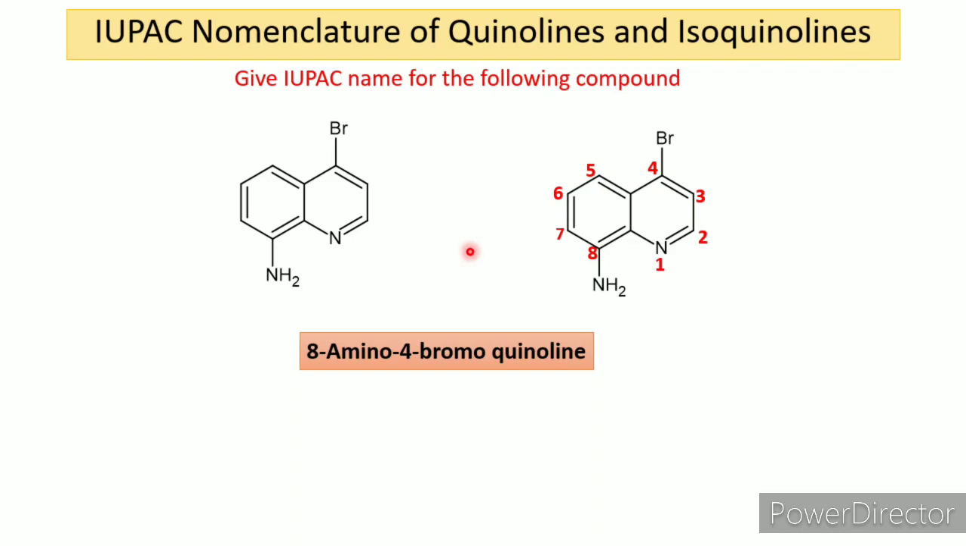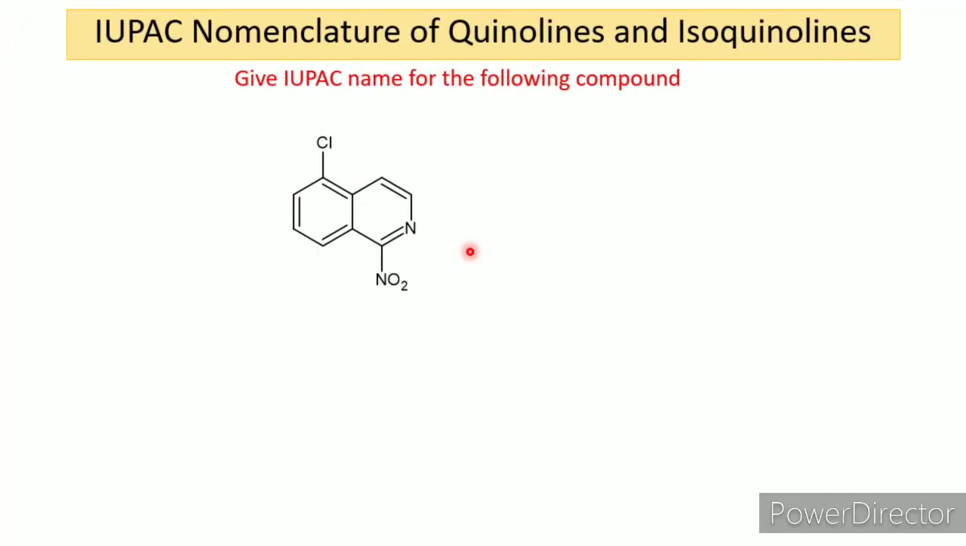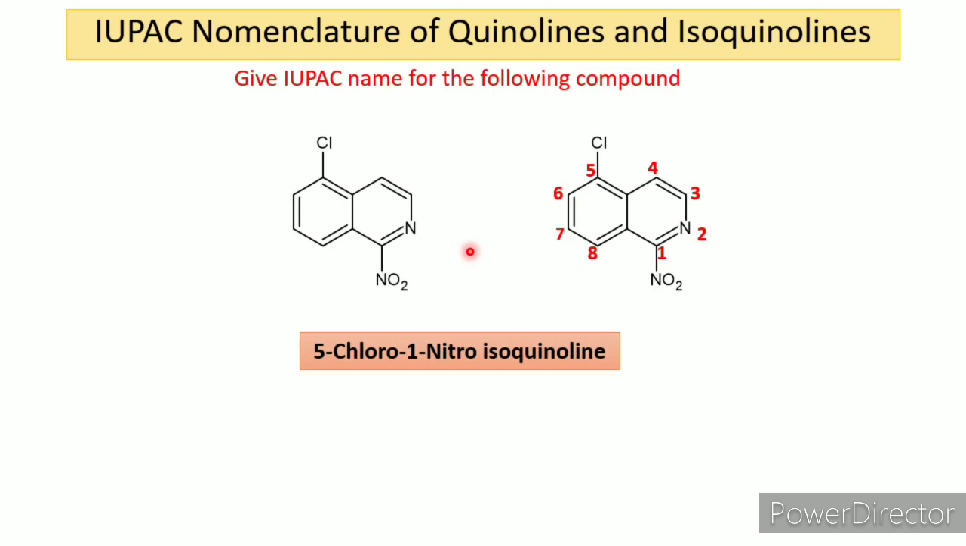Let's check the last example. Again, number this compound. After numbering, first thing, this is isoquinoline, and the substituents are present at position 1 and position 5, nitro and chloro. Alphabetically, chloro is first, so you will write 5-chloro-1-nitroisoquinoline.